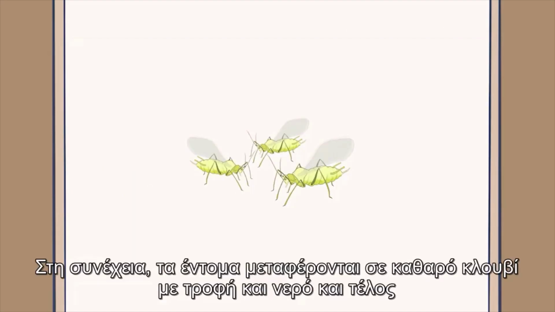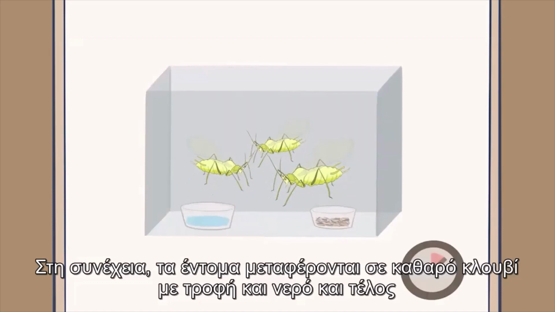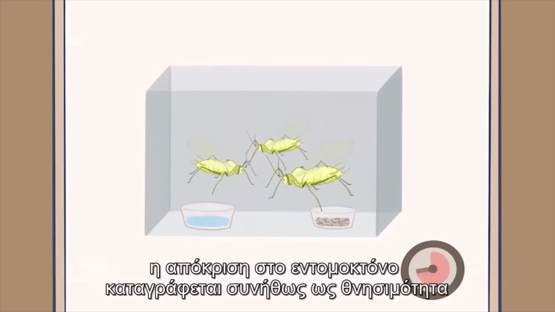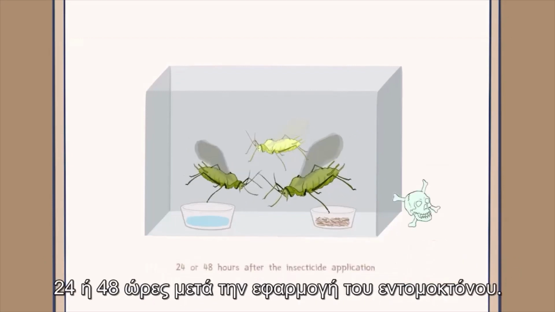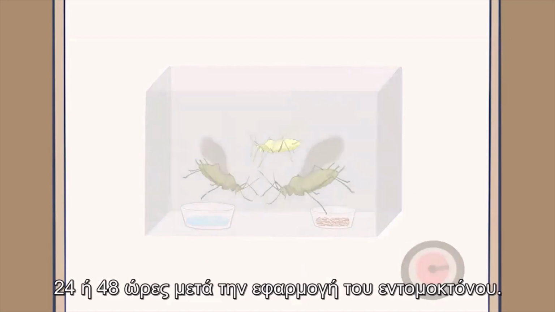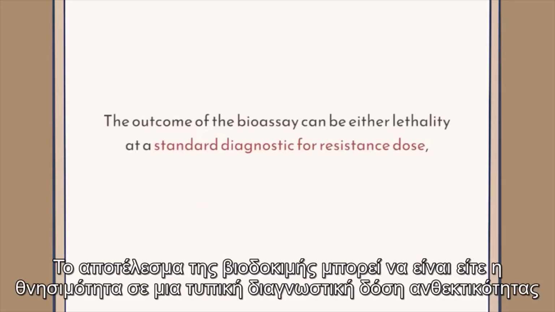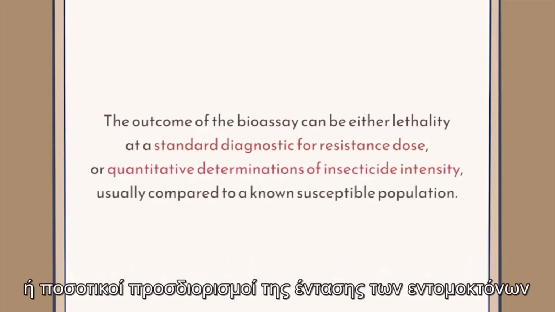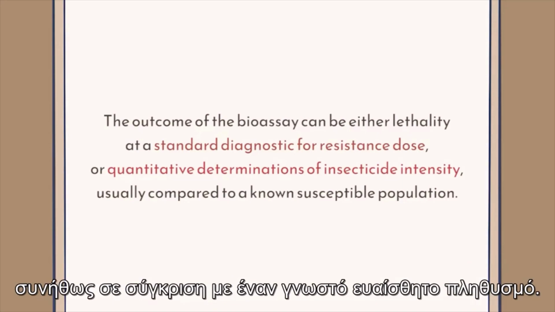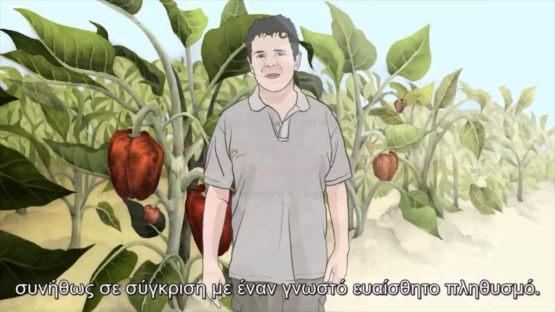Then, insects are transferred to a clean cage with food and water applied, and finally, the response to the insecticide is measured, typically as mortality 24 or 48 hours after the insecticide application. The outcome of the bioassay can be either lethality at a standard diagnostic resistance dose or quantitative determination of insecticide resistance intensity, usually compared to a known susceptible population.